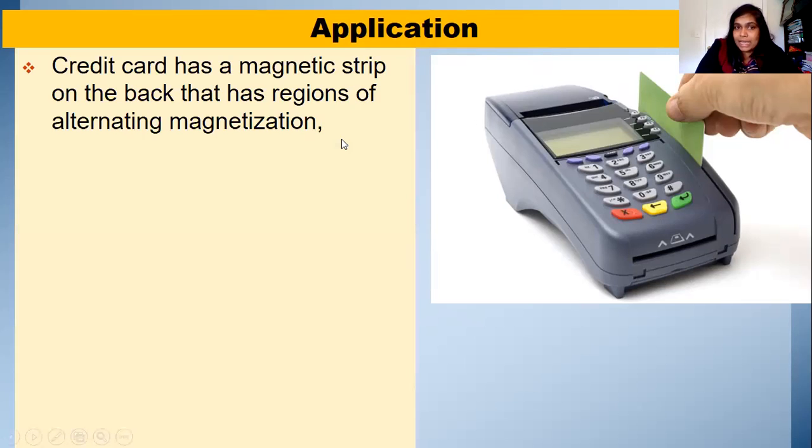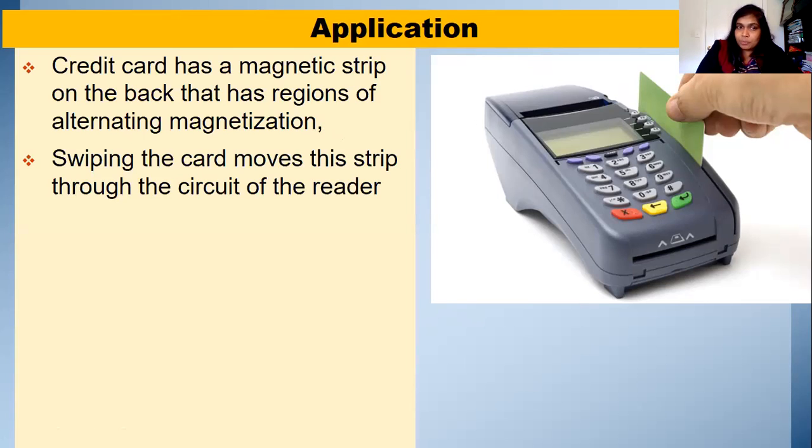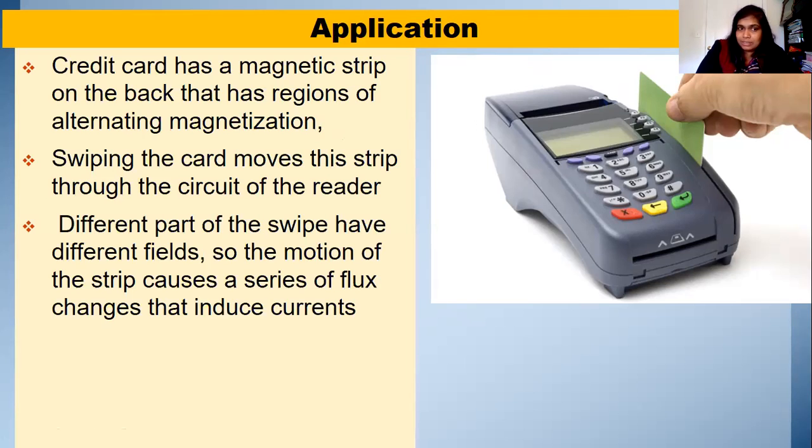The credit card has a magnetic strip on the back that has regions of alternating magnetization. So when you sweep the card, that moves this stripe through the circuit of the reader, and it will induce a current in the card reader, so it can read the credit card number for you. Each of your different credit cards has a different pattern in the magnetic stripe on the credit card.